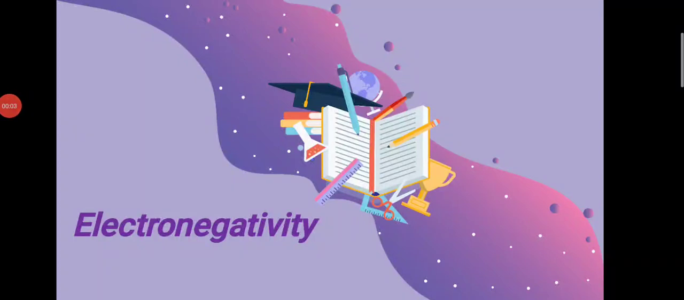Next we have electronegativity. What does electronegativity mean? It is the tendency of an element to attract the shared pair of electrons. We call it electronegativity.